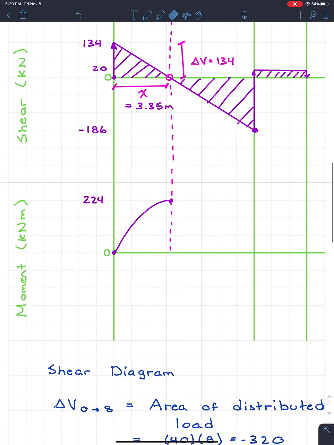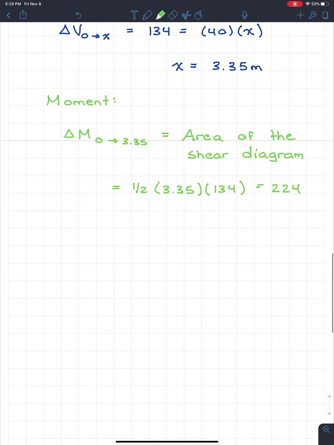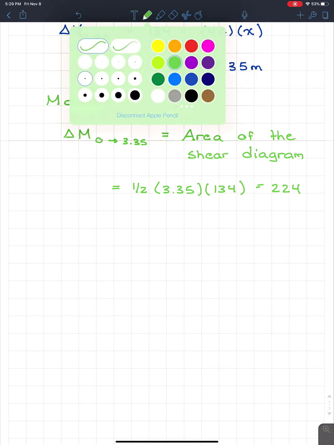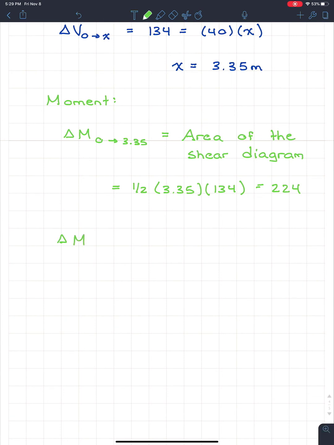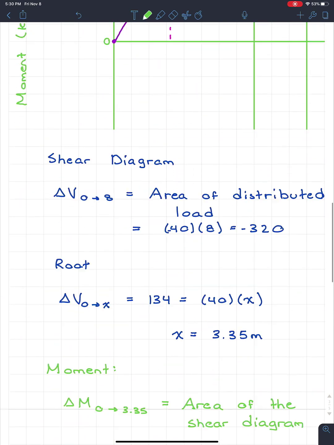So far we found the moment at x equals 3.35. Now we're going to find the moment caused by this area right here. So we're going to find the value of moment at x equals 8. So coming down here, I'm just going to switch our delta M. Our delta M from 3.35 to 8 is going to be the area under that triangle, so it's going to be 1/2 of the base, which we know is 8 minus 3.35, times the height. So the height of this triangle is negative 186. So I'm going to have negative 186.